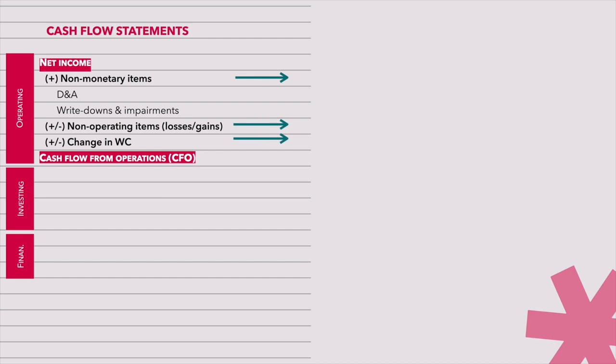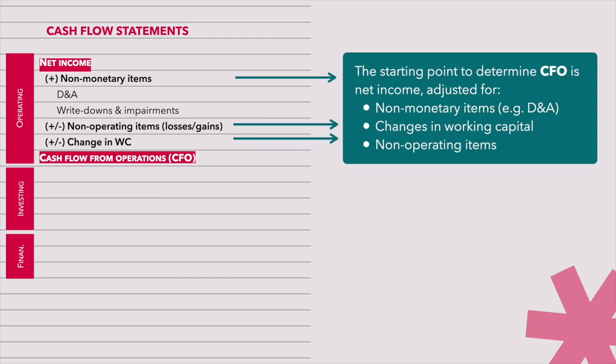Let's dig deeper by analyzing how a cash flow statement is built. The starting point of a cash flow statement is the net income from the income statement adjusted for some items. First, non-monetary items like D&A. Second, non-operating items like gains and losses from asset disposal. And third, changes in working capital. This calculation yields the cash flow from operations.